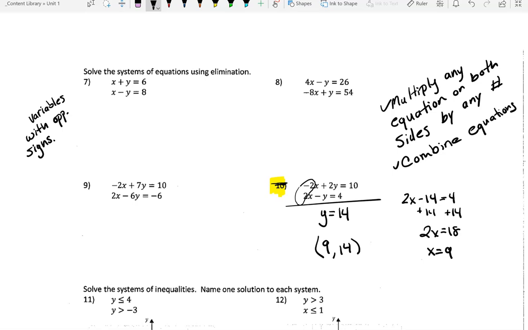And the goal is to cancel out one variable before solving for the other one.